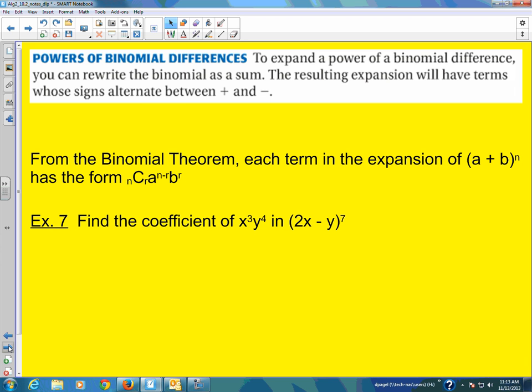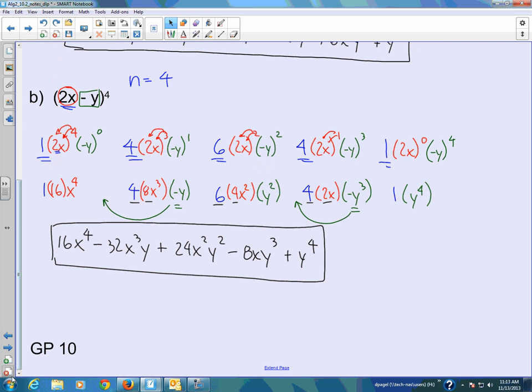Binomial differences. So in that last example, we see this. To expand the power of a binomial difference, where we just had 2x minus y, you can rewrite the binomial as a sum. The resulting expansion will have terms whose signs alternate between plus and minus. If you go back and look at that second example that we just did, we had positive 16x to the fourth, and then we ended up with alternating signs: a negative, then back to a positive, then a negative, then a positive. So that's going to be the case if you have a difference of terms in your binomial.